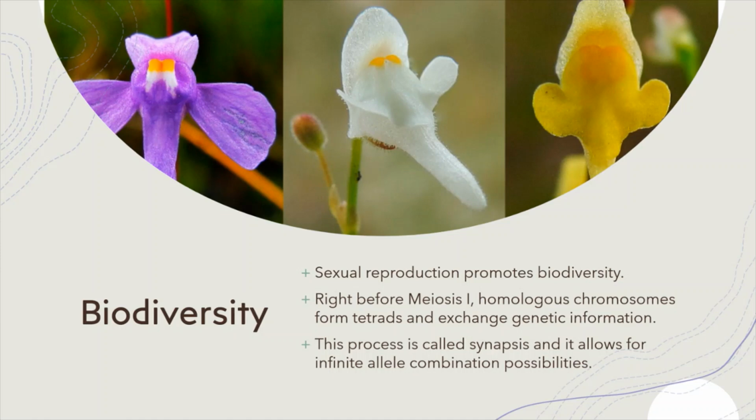One of the many advantages of sexual reproduction is that it promotes biodiversity. In fact, the process of producing pollen and ovules consists of 2 consecutive splittings that generate 4 haploid cells ready for reproduction. Right before the first splitting, called meiosis I, the replicated homologous chromosomes form tetrads and exchange genetic information. This process is called synapsis, and it allows for infinite allele combination possibilities.